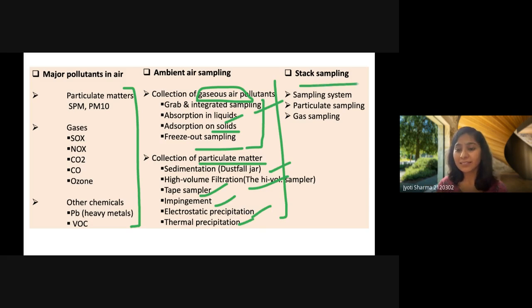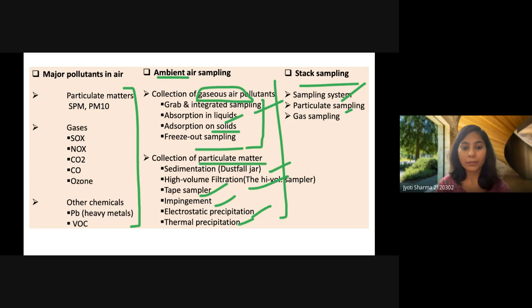Then we have the stack sampling. For example, the gas is coming from the chimneys, then how can we do the sampling? So we have sampling systems for the gas and for the particulate matter, and we have different methods. The first part is about the ambient air sampling. Ambient means whatever air we have in the atmosphere. So how can we do the sampling, how can we collect it so that we can analyze it further. Okay, so I think this is clear.